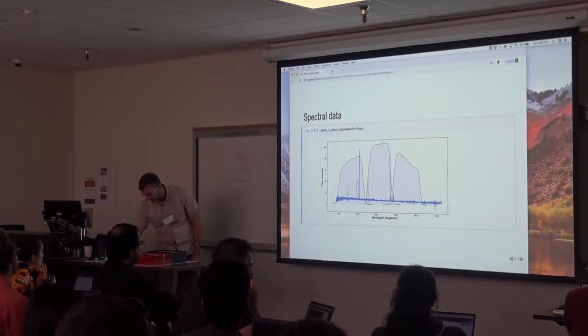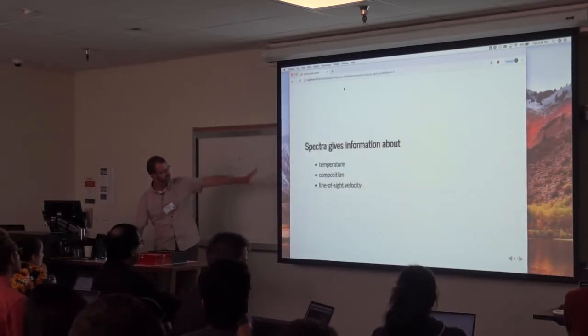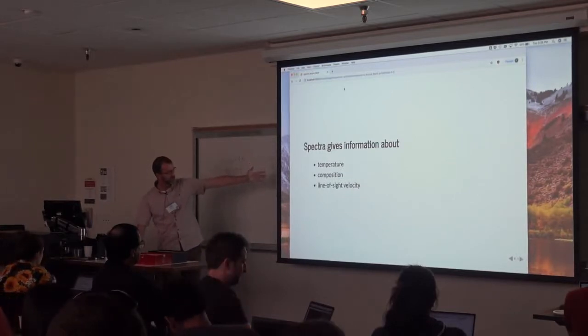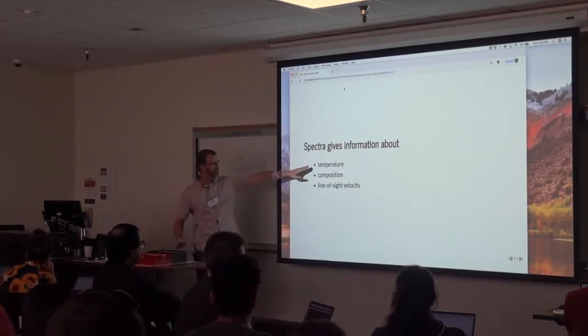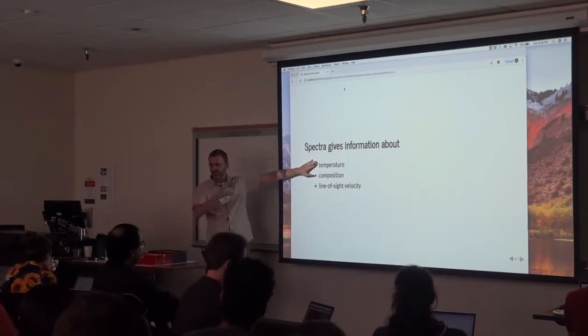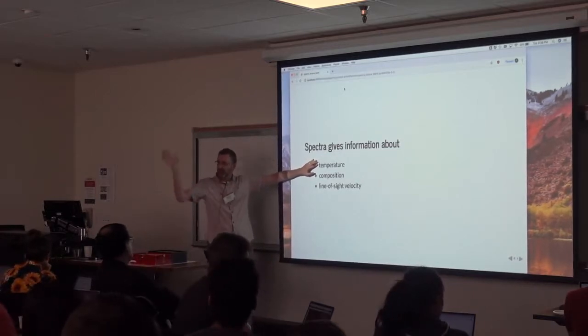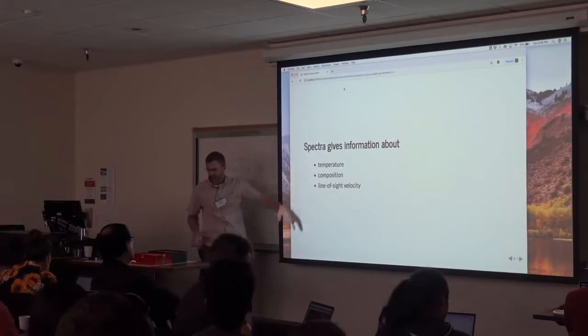All right. So just to reiterate, here's the key information you can get from a spectrum. You can get temperature, composition, line of sight. And you might say, well, if you give me enough photometry, I can get temperature, right? You give me multiple bands and I can fit a black body to it and I can get a gauge of the temperature.